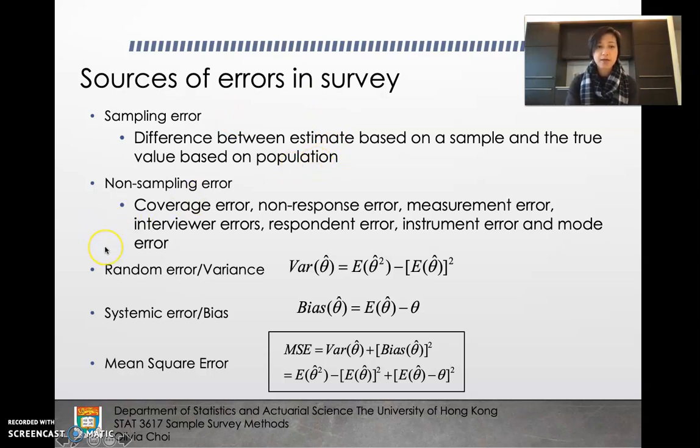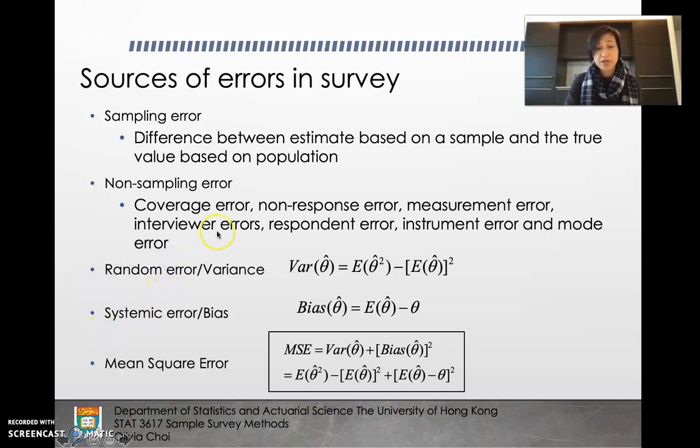The second area we talk about is non-sampling error. Non-sampling error is not anything that depends on the sampling scheme. It's really some technical or human errors, which can be reduced if we design the sample survey method better. So non-sampling errors would be, for example, coverage error, non-response error, measurement error, interviewer errors, respondent errors, etc. I believe Professor Ho has already talked about what these non-sampling errors would be.